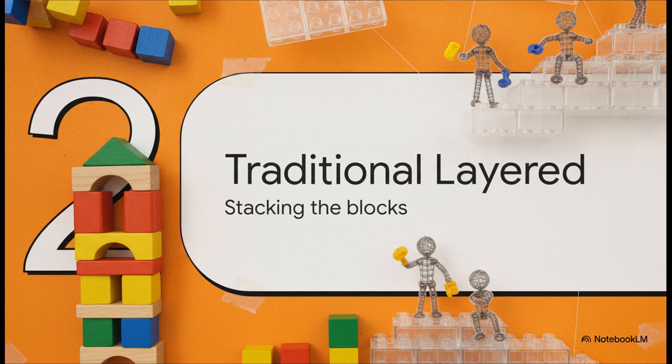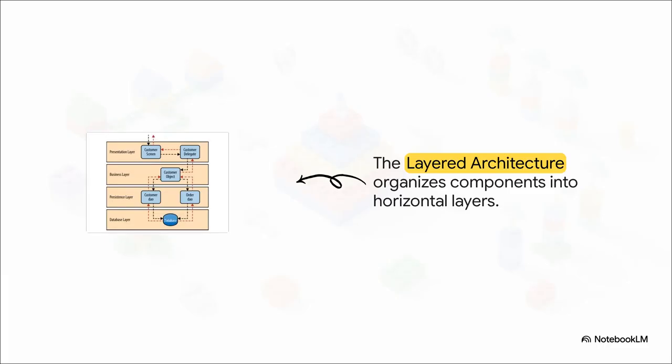Moving on to Section 2, traditional layered builds. Notice how each block layer here is neatly stacked on top of the next. This is your classic traditional layered architecture. The flow here is strictly top-down. Requests come in through the presentation layer, travel down through business and persistence, and eventually hit the database layer. Because each layer has a highly specific job, the presentation layer never has to worry about complex database logic. It's totally organized and completely separated by concern.